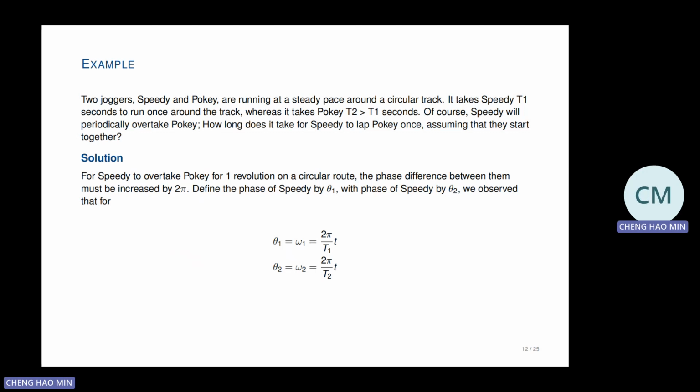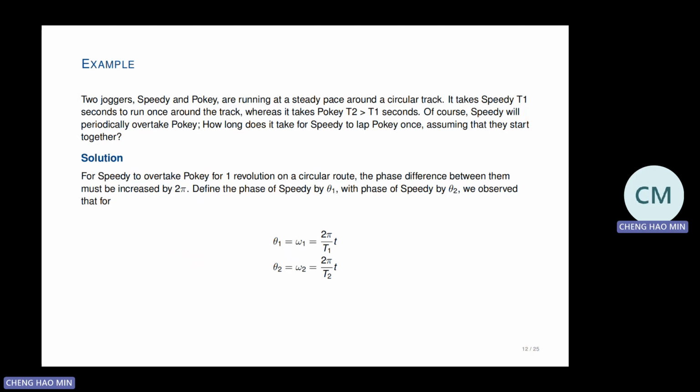So the question is, how long does it take for Speedy to lap Pokey once, leading him by one revolution, assuming that they start at the same place together at the same time. To solve this question, we just want to show how long it takes for the phase difference between Speedy and Pokey to be large enough to equal 2 pi, which is the angle of one revolution.